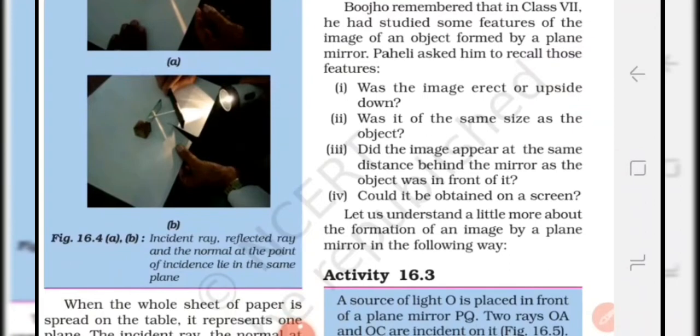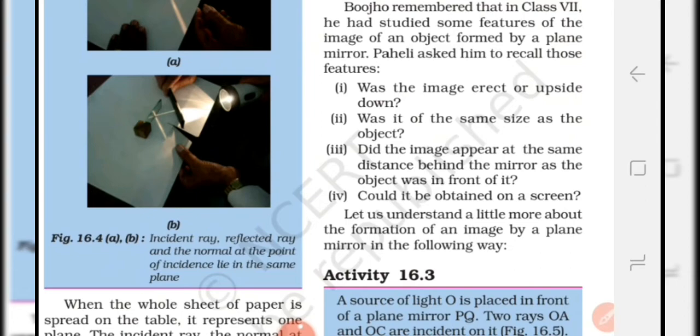Students, in standard 7, you have studied about it. What is the nature of the image formed by the plane mirror? That is erect. Okay, and it is the same size as the object. The image is formed behind the mirror and it cannot be obtained on the screen. So the image formed by the plane mirror is erect, the same size as the object, and behind the mirror. The object and image distances are the same, and it is a virtual image because it cannot be obtained on the screen.